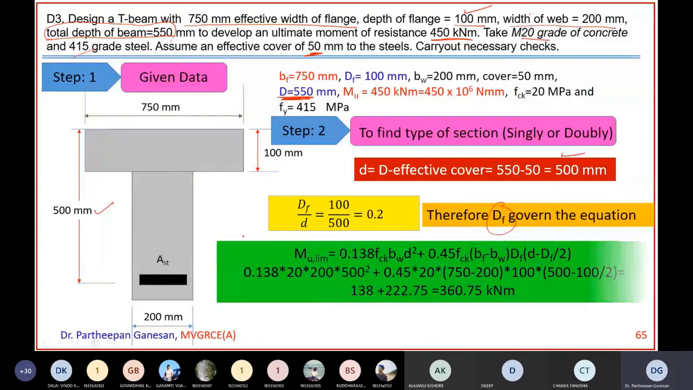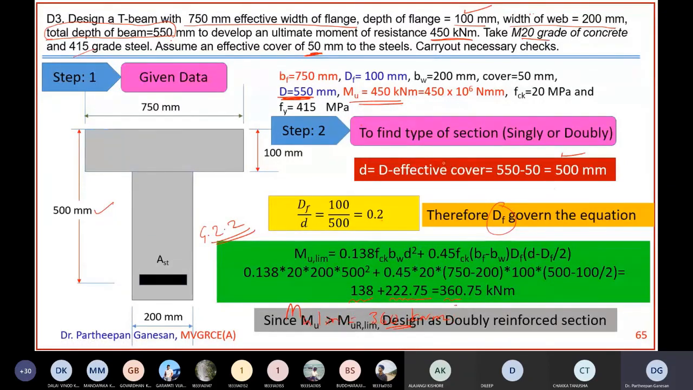From G 2.2, this is the equation. This is taken by the web portion alone. This is taken by the flange portion alone. So total Mu limit comes out to be 360 kilonewton meters. 360.75 or 360, it's okay. But what do you have to design for? You have to design for 450. So obviously, since your Mu is greater than Mu limit, you have to design as a doubly reinforced section.